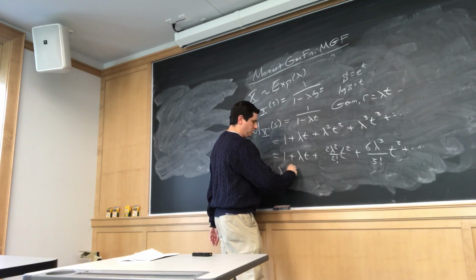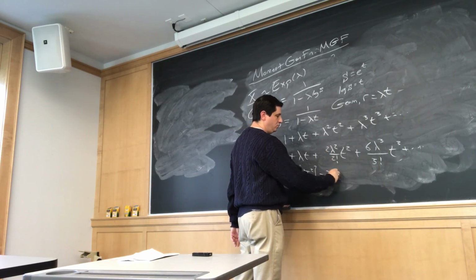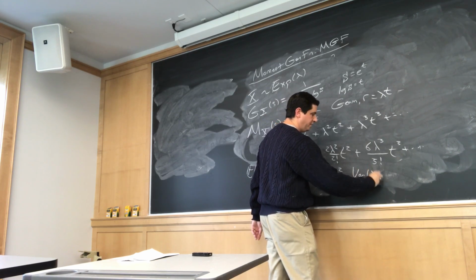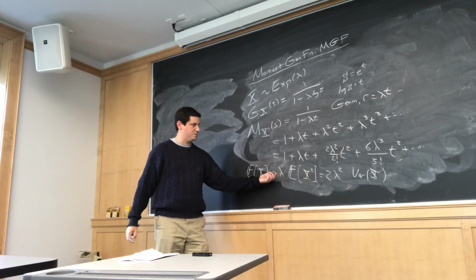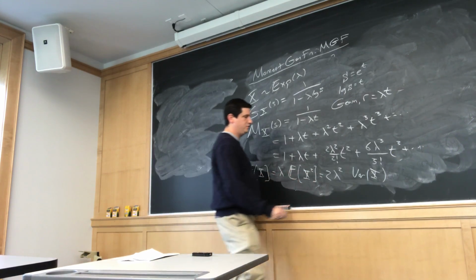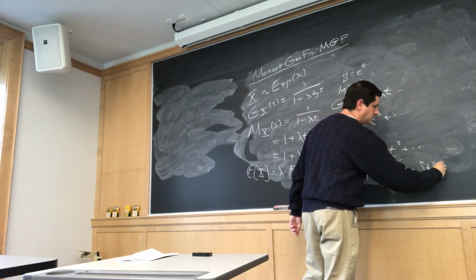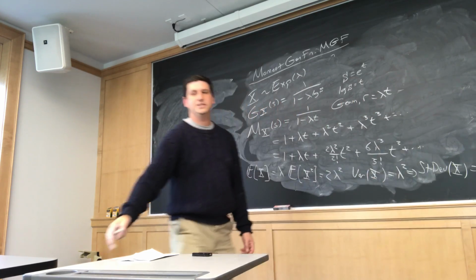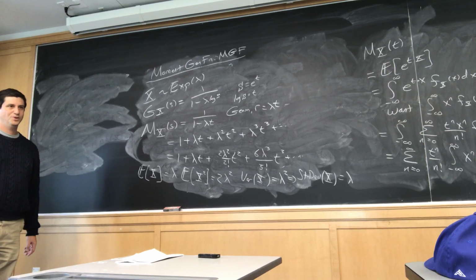The expected value of X squared is just going to be 2 lambda squared. So the variance of X is just going to be the expected value of X squared minus the square of the expected value, which is just going to be lambda squared. So the standard deviation is lambda, and there you go. There's our values for the exponential random variable immediately. We didn't even really need to take derivatives, right?